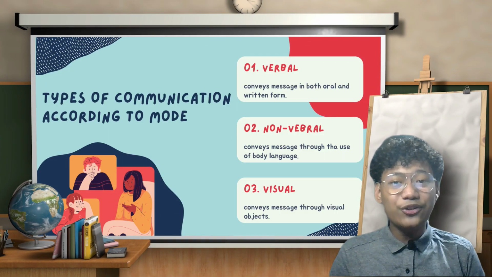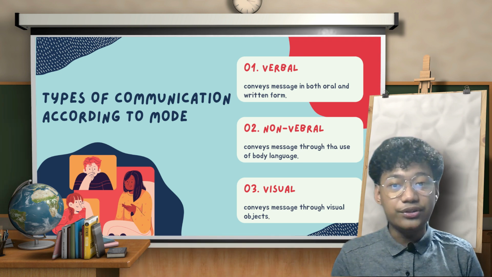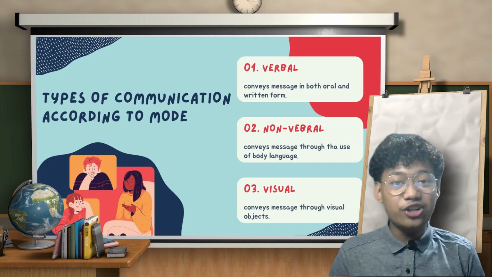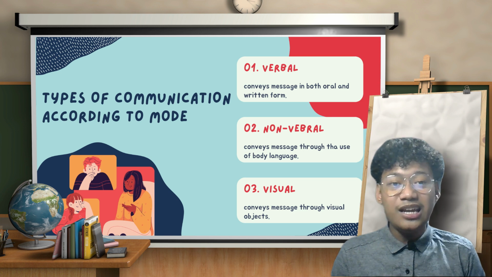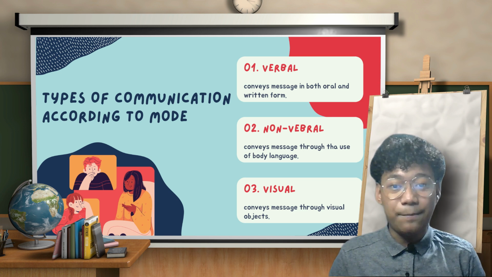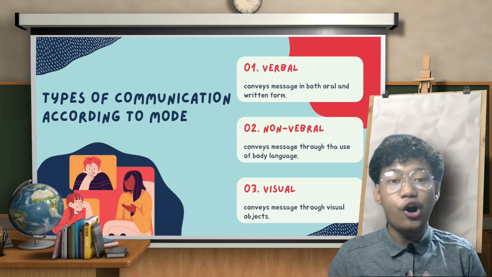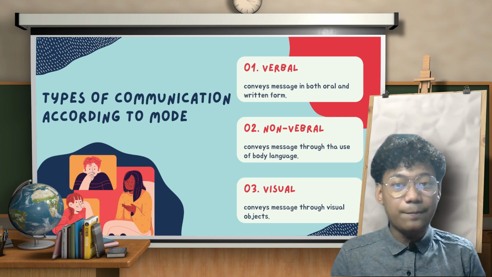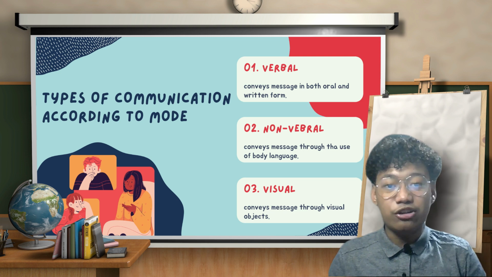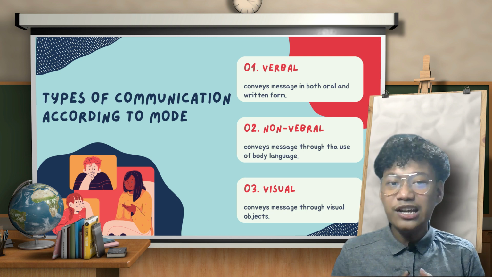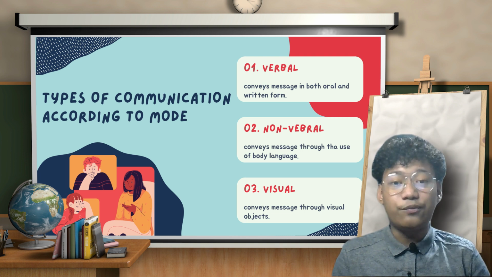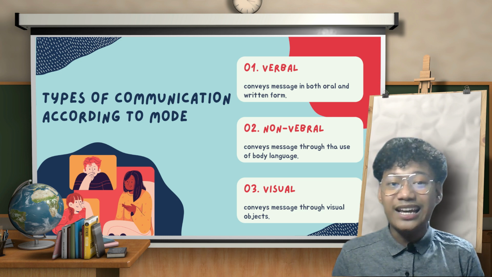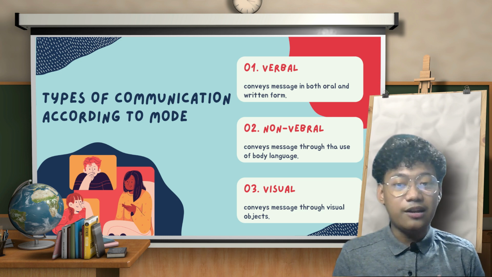Now, let's talk about the types of communication according to mode. To begin with, there are three modes of communication: verbal, nonverbal, and visual communication. When we say verbal communication, it is all about the process of conveying a message in the form of oral and written output. Some examples of oral communication are face-to-face conversation, speeches, hosting a radio show, interviews, and more. On the other hand, great examples of written communication are letters, texting, emails, books, and many more.